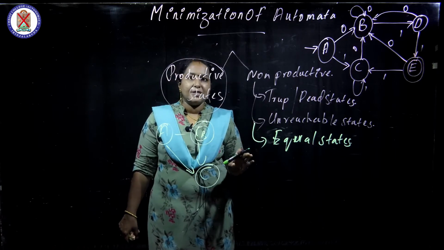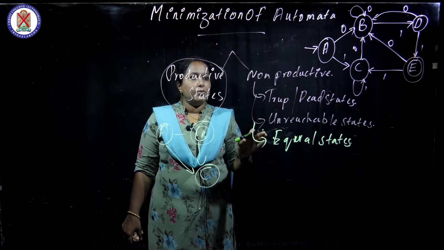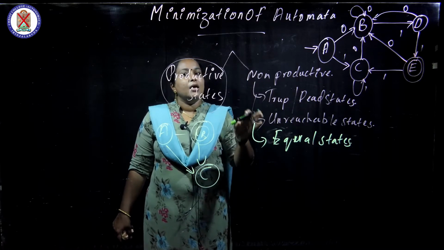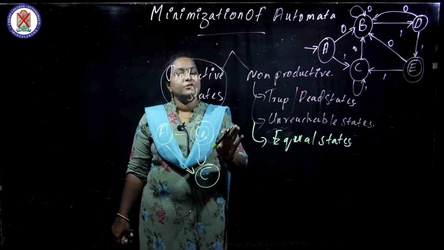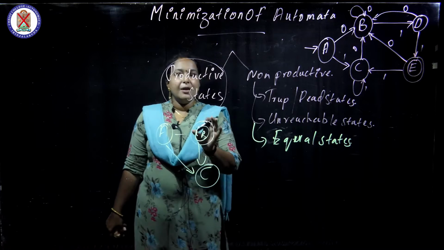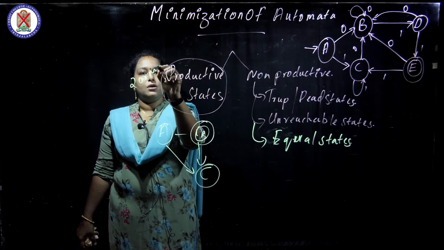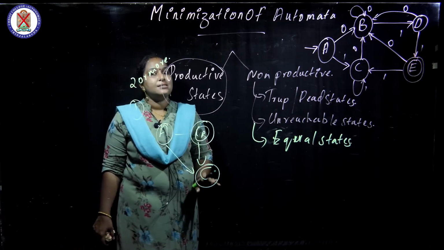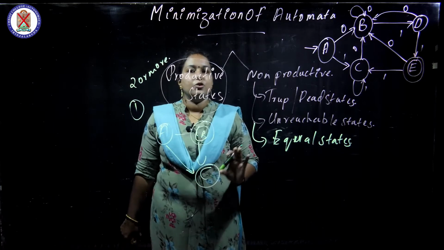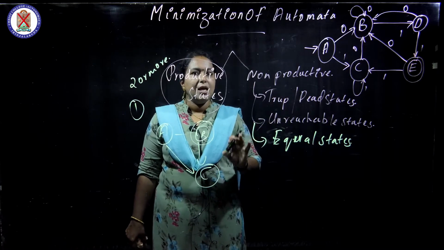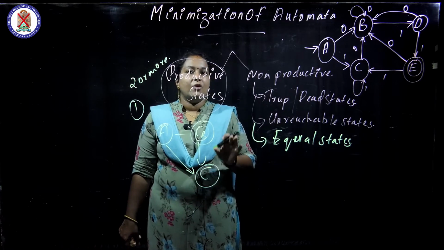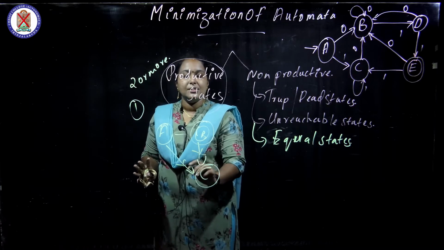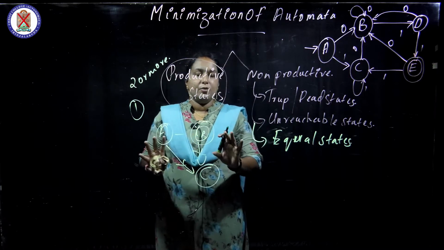In the condition of a trap state, it can't be avoided. When we say non-productive state, these are not essential conditions, but a trap state can't be avoided. If we have two or more trap states, they can be merged into one, but a trap state as such can't be avoided. That is the main thing you have to keep in mind in the case of a trap state. We can't avoid this as such in your DFA or minimal DFA.